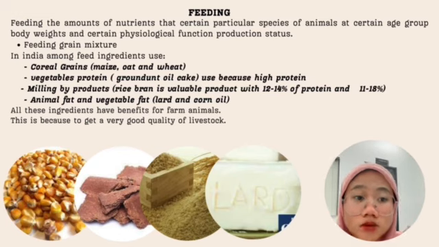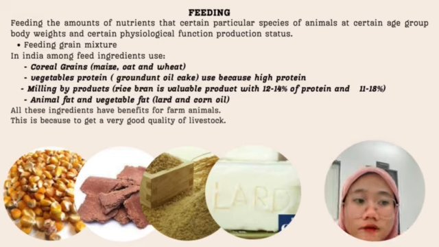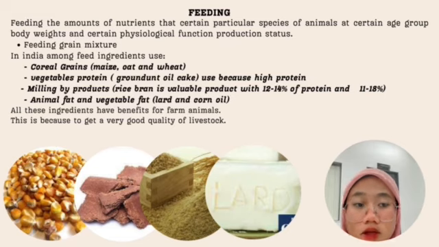Feeding: the amount of nutrients that a particular species of animal needs depends on its body weight and certain physiological functions and production status, like feeding grain mixture. In India, common feed ingredients use cereal grains like maize, oat, and wheat.